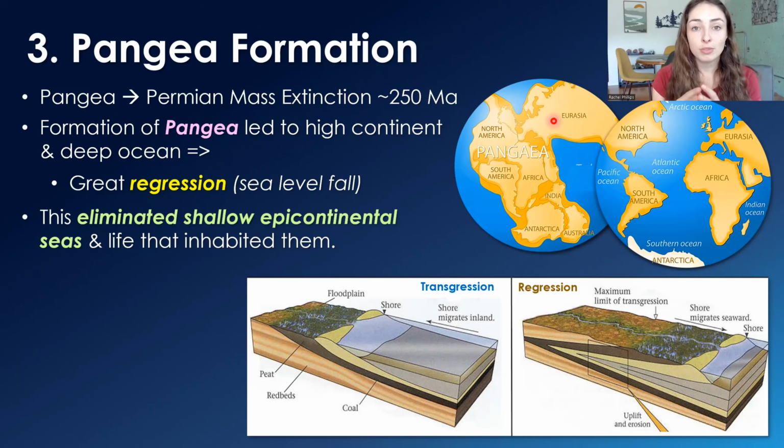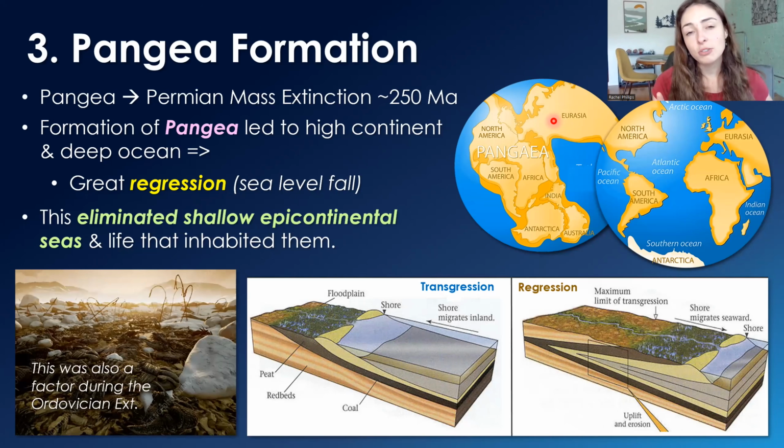And this elimination of these shallow marine environments and ecosystems, because of the moving of the ocean margins, led to a mass elimination of the life that inhabited them. I should note too, this was also a factor during the Ordovician mass extinction that we just talked about due to Gondwana and the glaciation. When obviously Gondwana became covered in ice, it takes up water and sea level falls. So this regression cause of a mass extinction was also one of the factors that caused the Ordovician mass extinction.